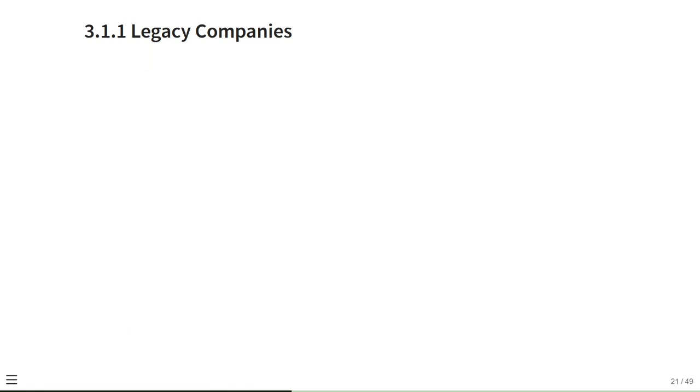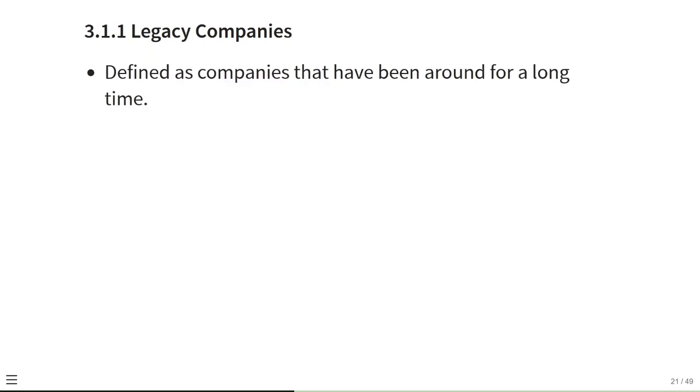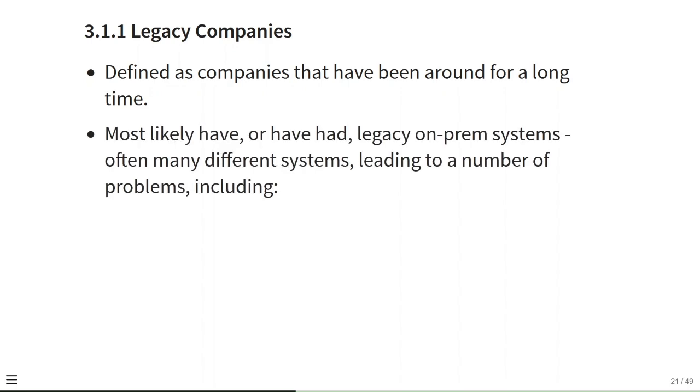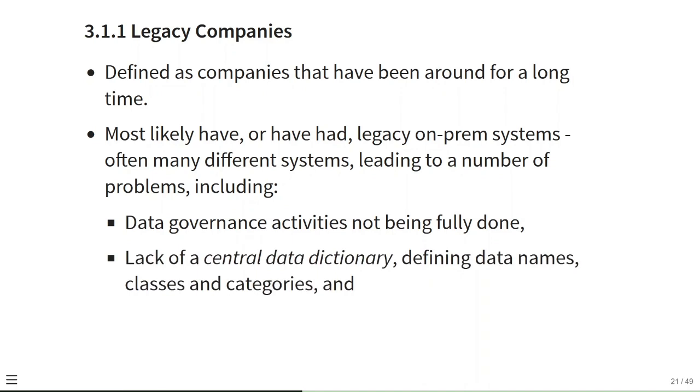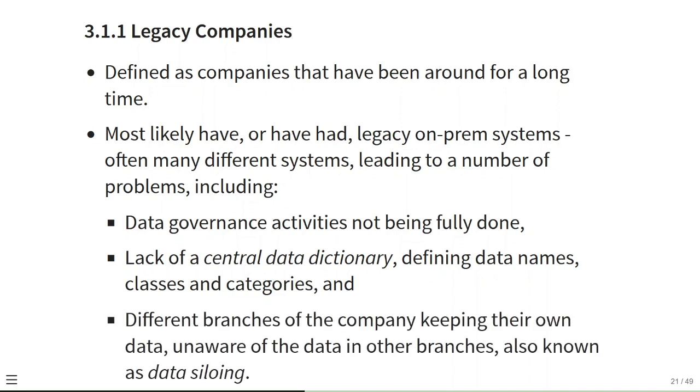Now, legacy companies are defined as companies that have been around for a long time. Most likely they have or have had legacy on-prem systems, often many different systems, leading to a number of problems, including data governance activities not being fully done, lack of a central data dictionary defining data names, classes, and categories, and different branches of the company keeping their own data unaware of the data in other branches, which also is known as data siloing.